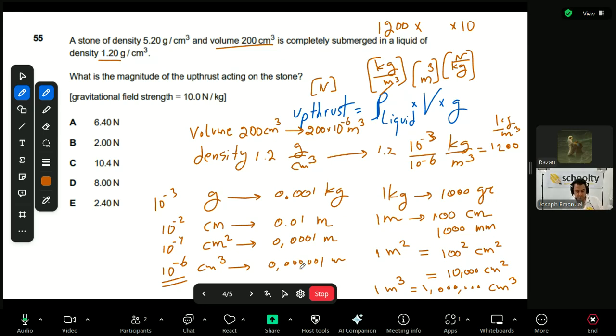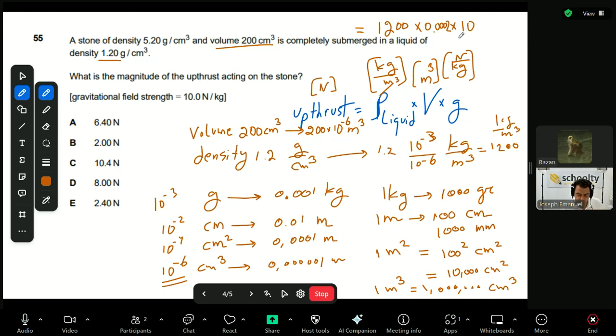How much is 200 times 10 to the minus 6? Take 2 zeros, you have minus 4. So actually you need to jump 4 times, so it will be 0.0002. That's it. So let's calculate this.